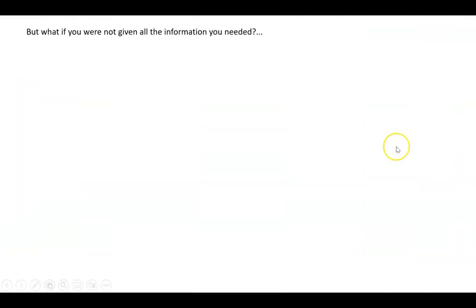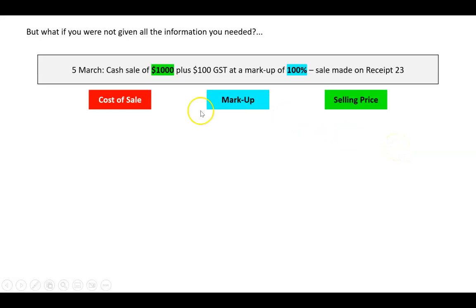Well, what about if we weren't given all that information? What about if we were told this? 5th of March, cash sale of $1,000 plus $100 GST at a markup of 100%. Well, now we don't know exactly what's going on. I've got the selling price, but I'm told the markup is a percentage, but I don't know what the cost of sale is. They haven't told me that.